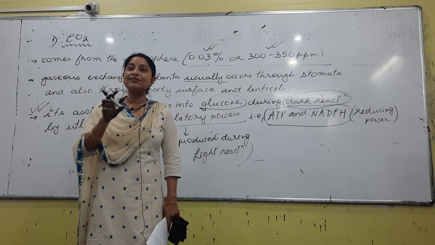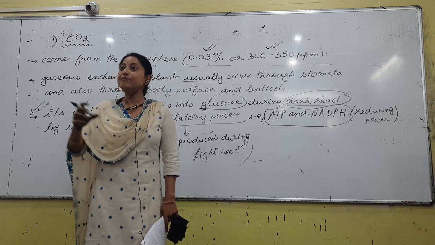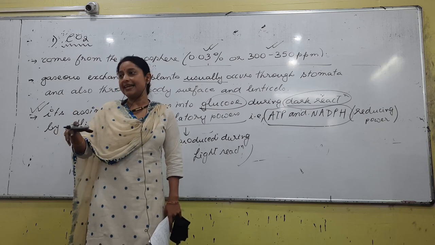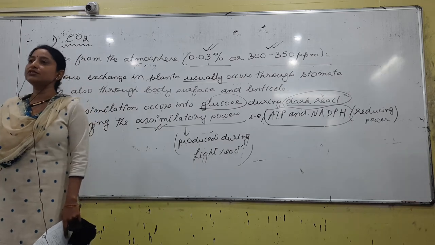So actually, in the cell, in which form is it present? It is present in the form of NADP. It takes an H, or the proton that was present in the cell because of some other reactions, right? The cell has electrons and protons.